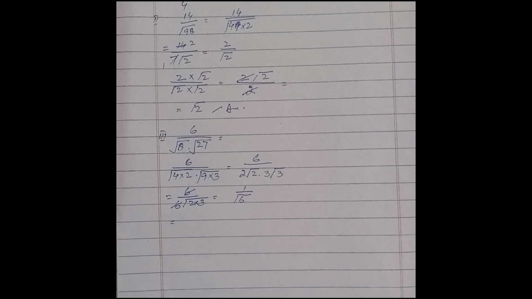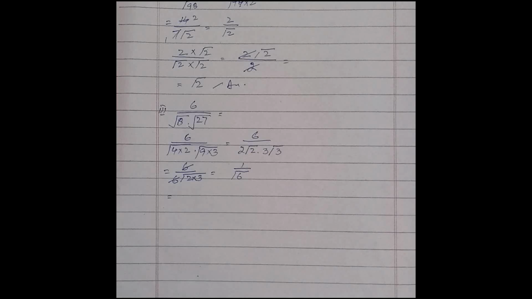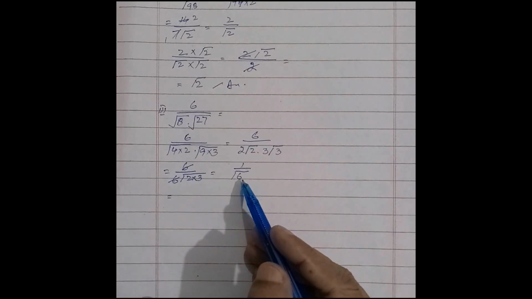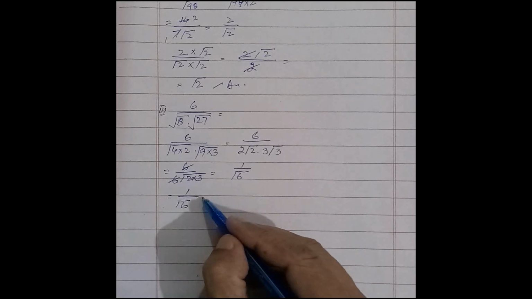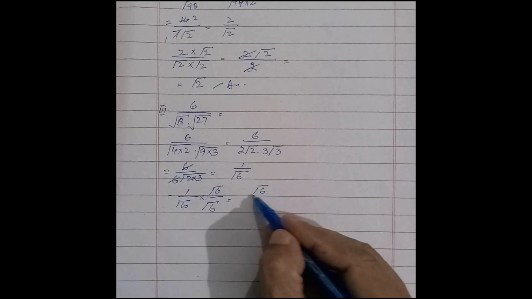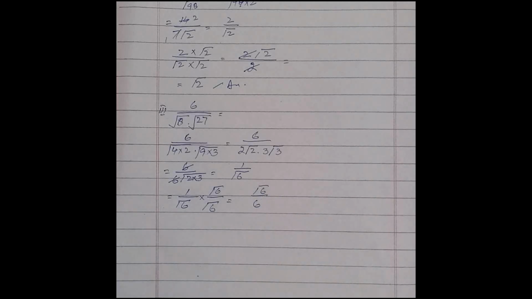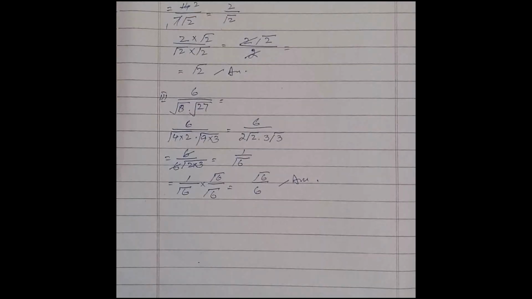And now, because we rationalize the denominator, we multiply the numerator and denominator by square root 6. We get 1 over square root 6 multiplied by square root 6 over square root 6. It is square root 6 over 6. And it is the answer of the third part.